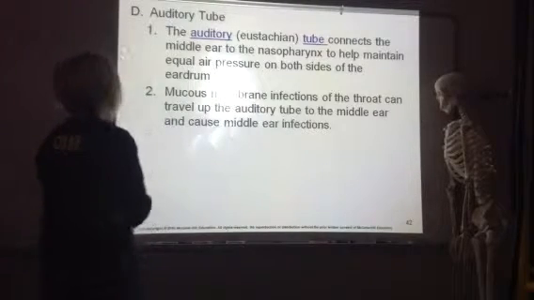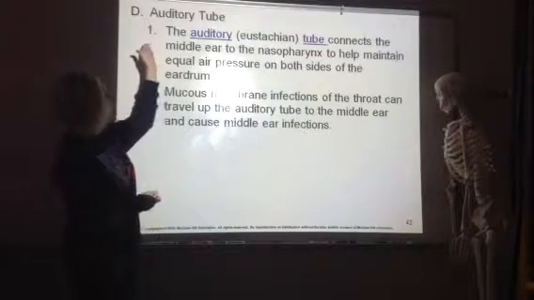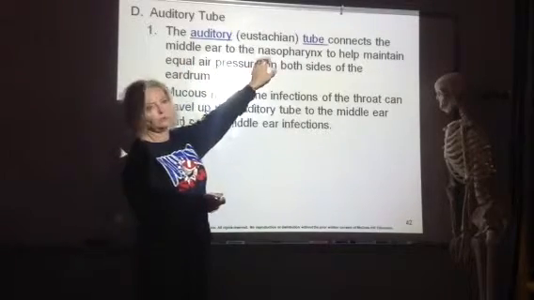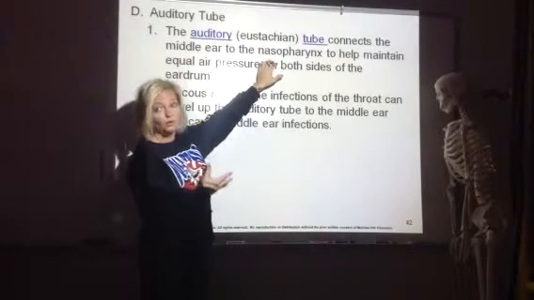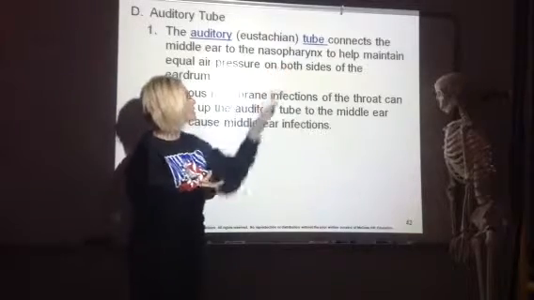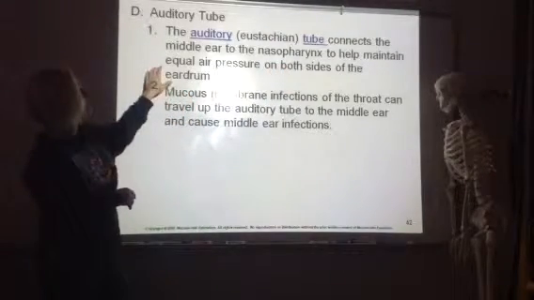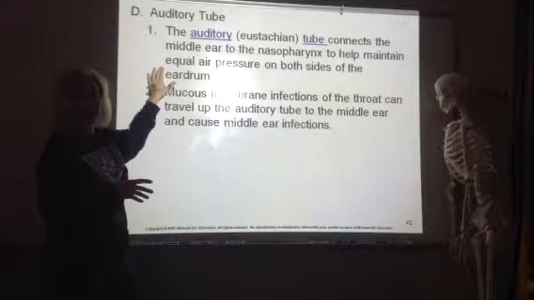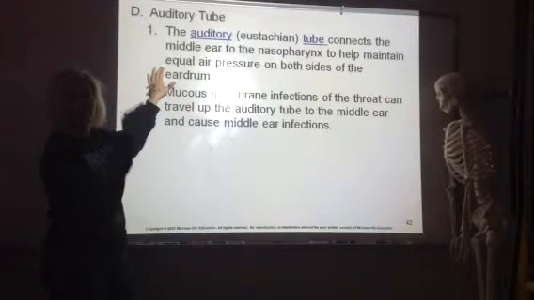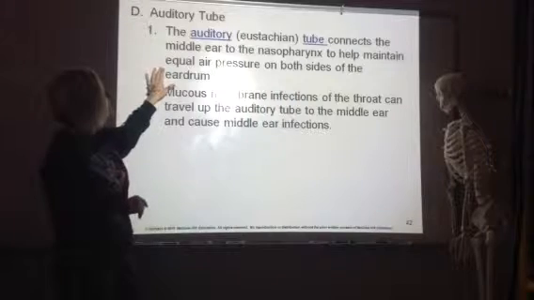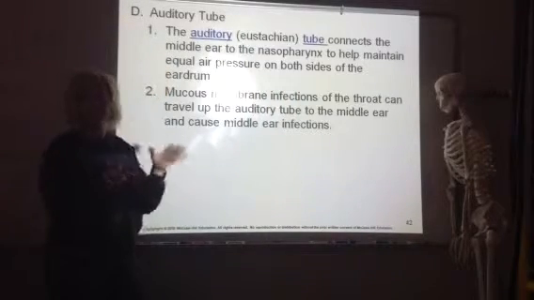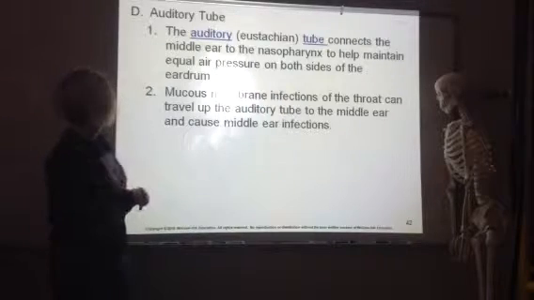The auditory tube, also called the eustachian tube, connects the middle ear to the nasopharynx, the nose and throat area, to help maintain air pressure. This deals with when your ears pop, when you're on a plane or driving through hills, things like that. The eustachian tube's job is to maintain equal pressure.